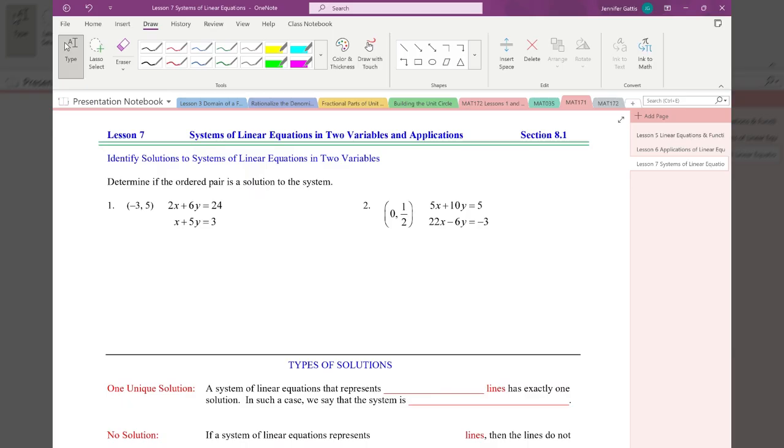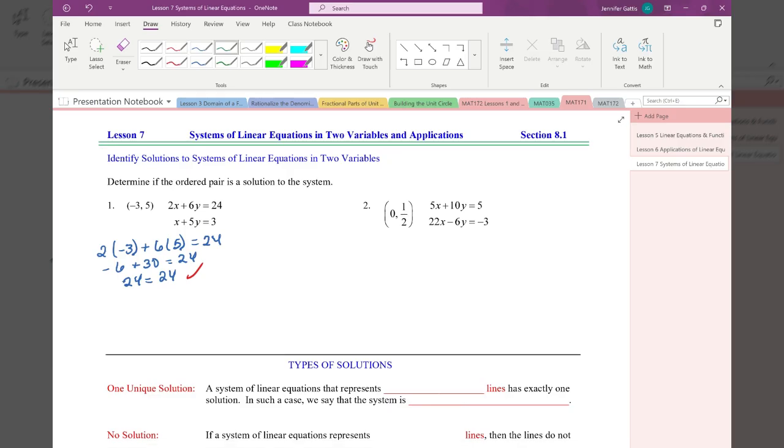So in problems 1 and 2 here, we are asked to determine if the ordered pair is a solution to the system. So for number 1, in order to do that, what we can do is start out with our first equation and plug in our points. So 2 times -3 plus 6 times 5 equals 24. And we get -6 plus 30 equals 24. And we get 24 equals 24. Well, that does in fact make a true statement.